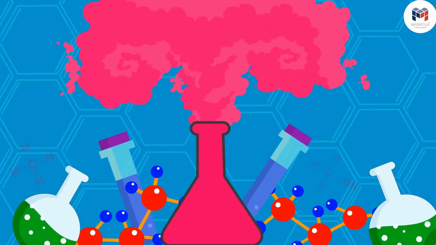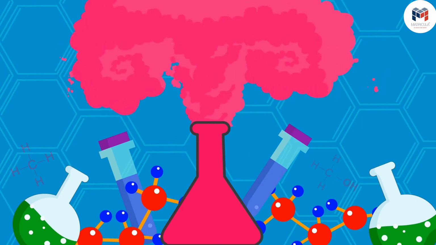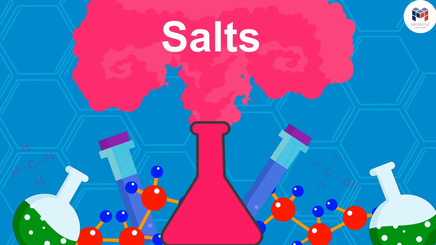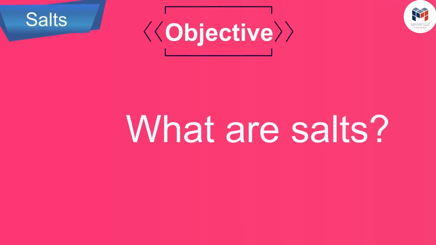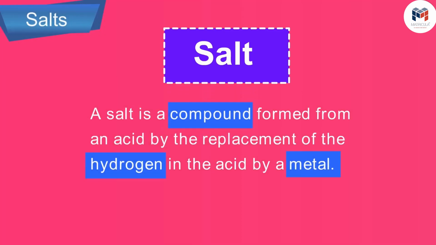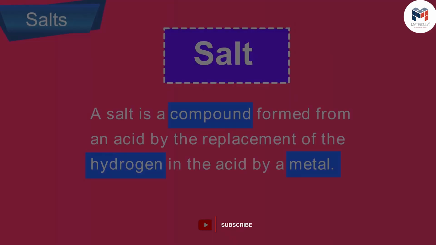The topic that we are going to cover in this session is salts. First of all, we will try to understand what salts are. A salt is a compound formed from an acid by the replacement of the hydrogen in the acid by a metal. We will understand more about salts in detail.